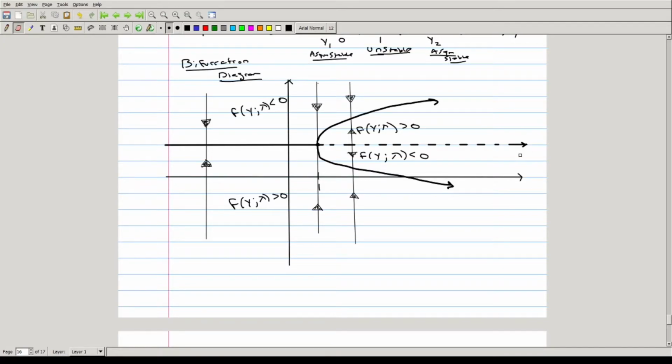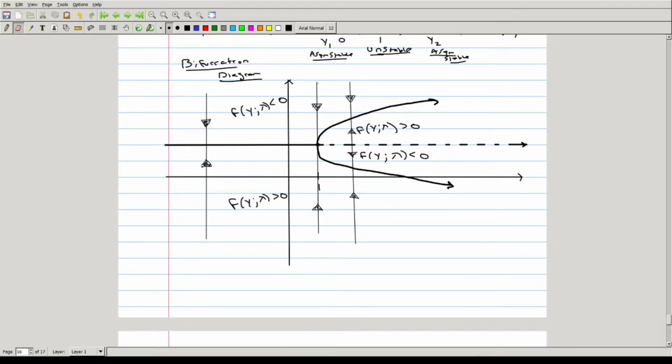So the pitchfork bifurcation is very interesting because you have one critical value, an asymptotically stable critical value, that switches into an unstable critical value, and you have the appearance of two new critical values to your differential equation.